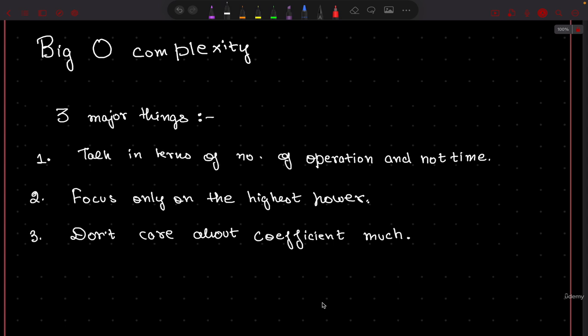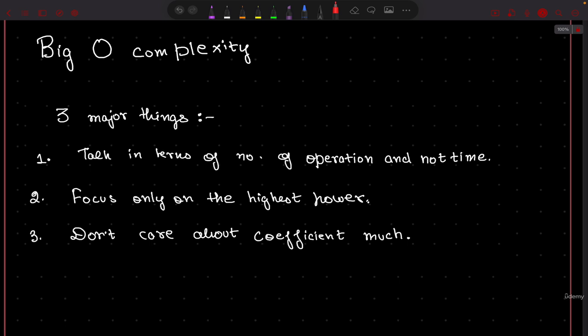Now in the last few videos, we have actually learned and understood what we have to focus on. We have seen that we have to talk in terms of operations and not the exact time, because that is something which we cannot get. Then we have to make sure that we focus only on the highest power. And along with that, we don't care about the coefficient much. We are majorly interested to understand by what order our input affects our time.